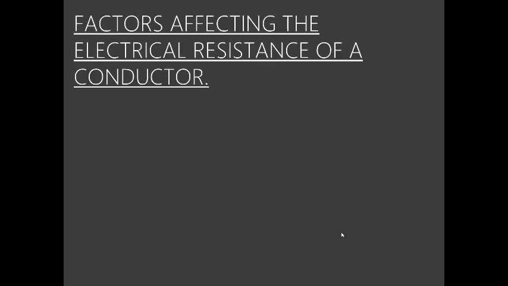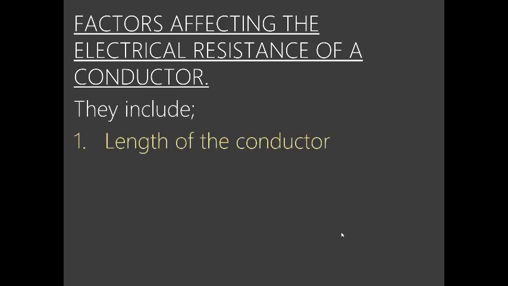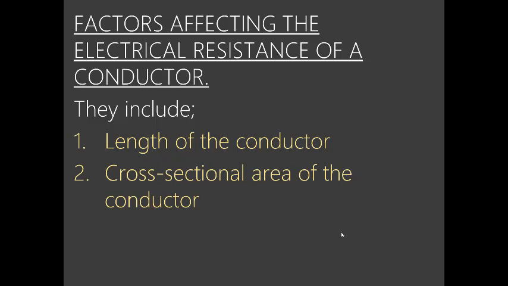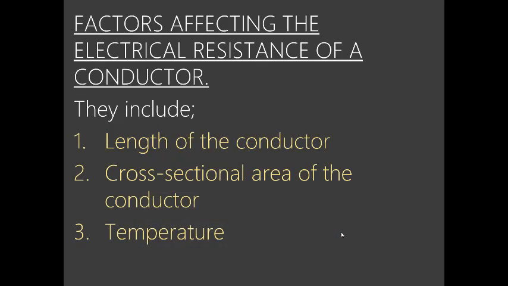So what are the factors affecting the electrical resistance of a conductor? I guess you must know them from what we've discussed. You must realize that these factors are very simple. One of them is the length of the conductor. Number 2, the cross-sectional area of the conductor. Number 3, temperature, and we want to go into details of each.